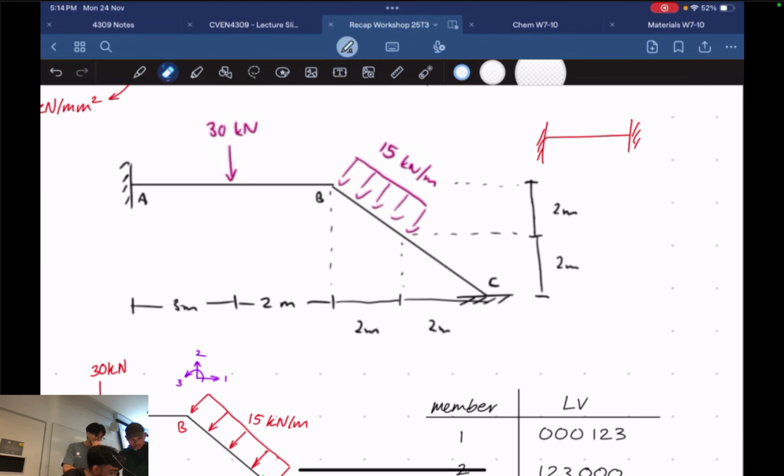Must be this from the borrow area. So you're borrowing some soil. And borrowing from the... I'm not too sure on that, sorry.